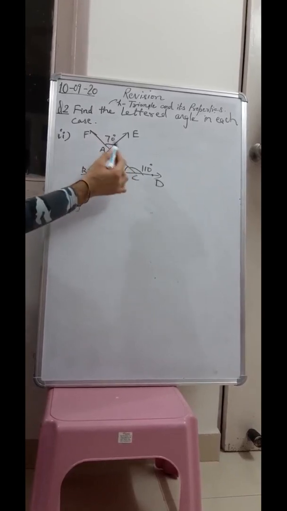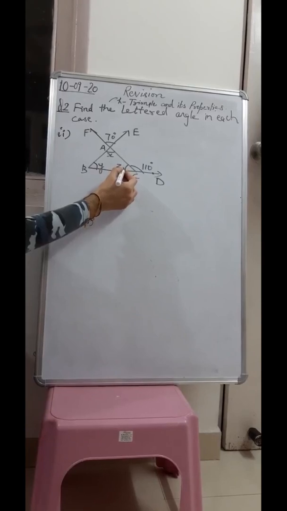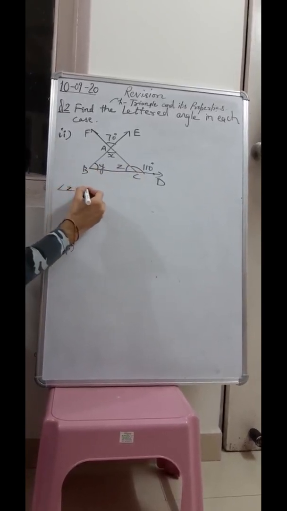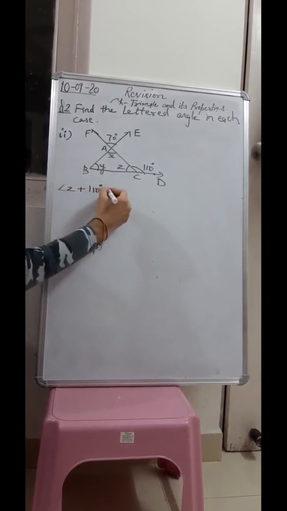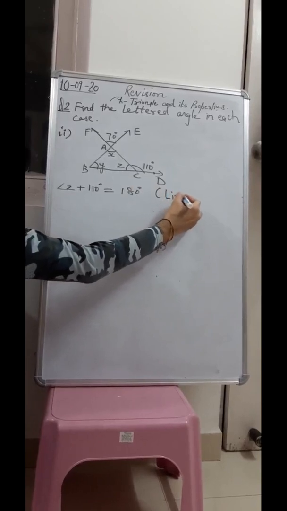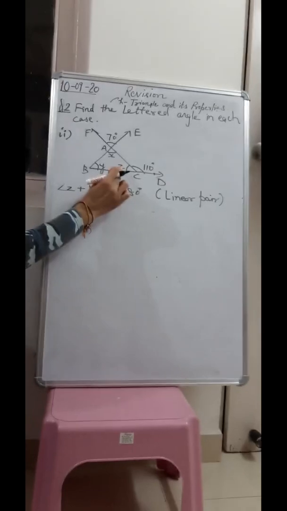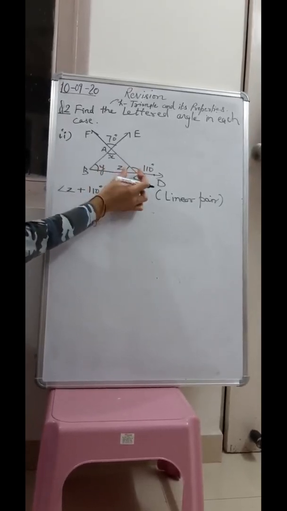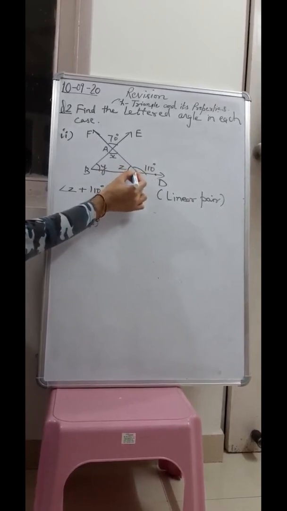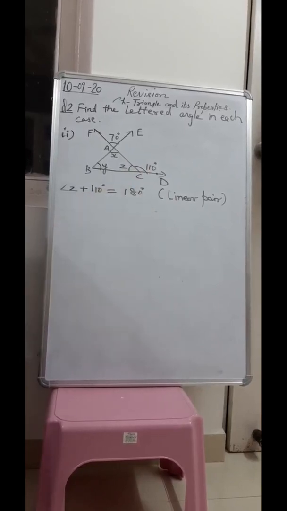So here with the help of these angles we can find out the interior angles. First I am going to find out angle Z. Angle Z plus 110 degree will be equal to 180 degree because of linear pair. Both angle Z and 110 degree are adjacent angles sharing a common vertex, so we can call them a linear pair, and their sum is 180 degree.